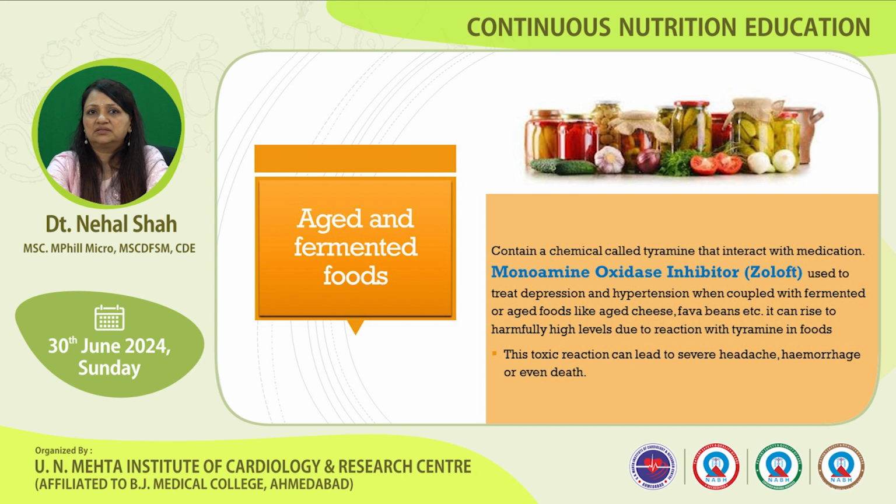Now talking about others, certain aged or fermented foods contain a chemical called tyramine that interacts with medication. Monoamine oxidase inhibitors, which are used to treat depression and hypertension, when coupled with fermented or aged foods like aged cheese, fava beans, etc., can rise to harmfully high levels due to the reaction with tyramine in these foods. This toxic reaction can lead to severe headache or hemorrhage, or even, in severe cases, death. So this has to be specially taken into consideration.